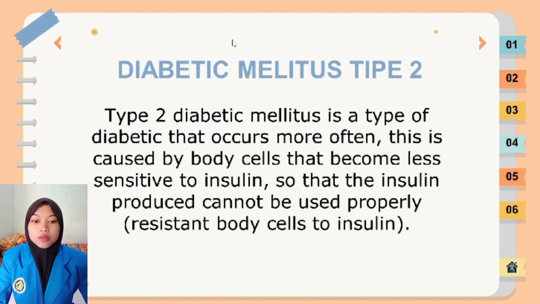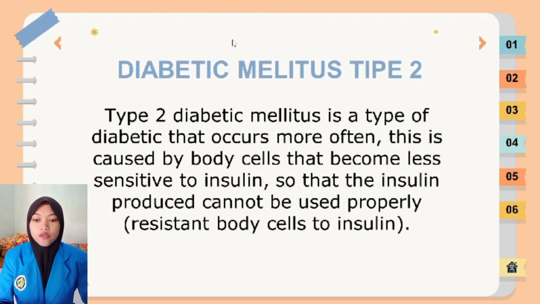That is caused by body cells that become less sensitive to insulin, so that the insulin produced cannot be used properly, or the resistance of body cells to insulin. The pancreas still produces insulin, and sometimes the levels are normal, but the body builds immunity to its effects, leading to a relative insulin deficiency. The disease is common in children and adults but usually occurs after the age of 13.